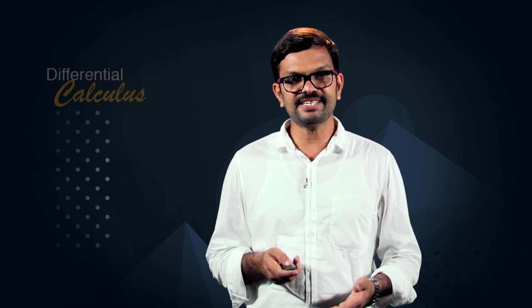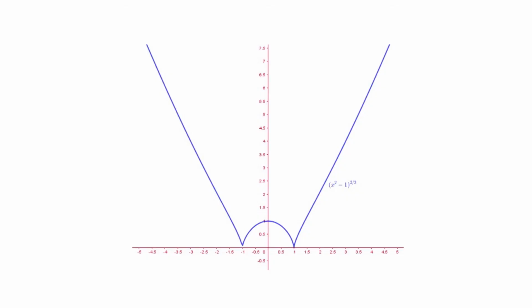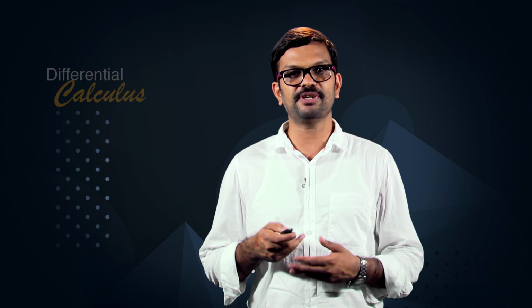By similar argument, it follows that f is decreasing in the interval 0 to 1 and f is increasing in the interval 1 to infinity, so that x equal to 1 is also a relative minimum. All these conclusions can be verified from the graph. Here x equal to 1 and x equal to minus 1 are local extrema, even though the function is not differentiable at these points. Such points are called cusps.